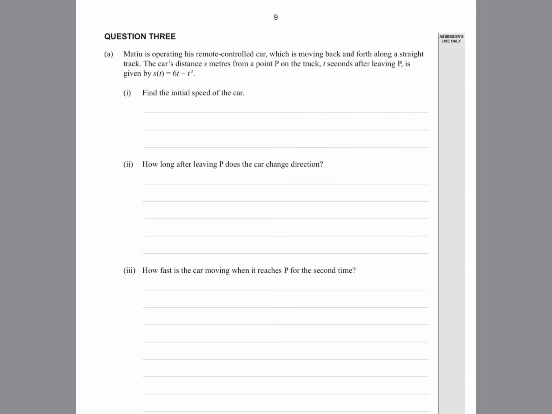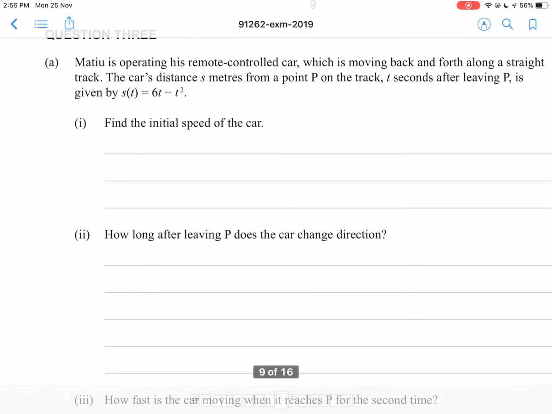Hey guys, welcome to question 3 for the 2019 Level 2 Calculus exam. So Matteo is operating his remote controlled car, which is moving back and forth along a straight track. The car's distance, s meters from a point P on the track t seconds after leaving P, is given by the distance is equal to 6t minus t squared. Find the initial speed of the car.